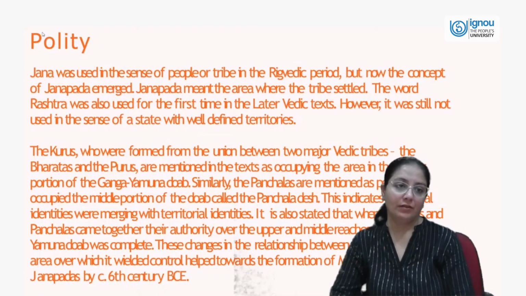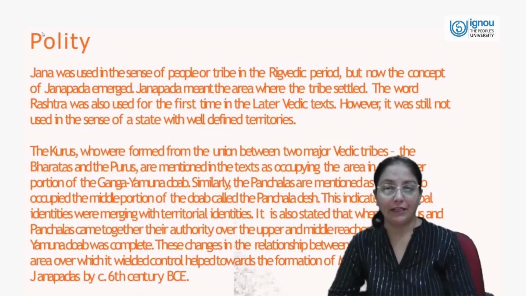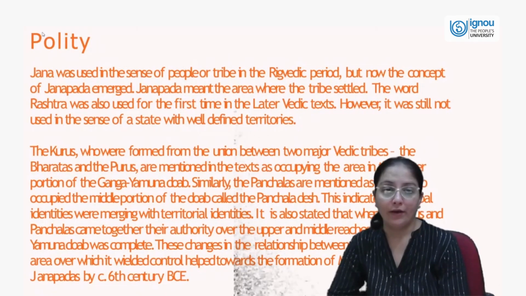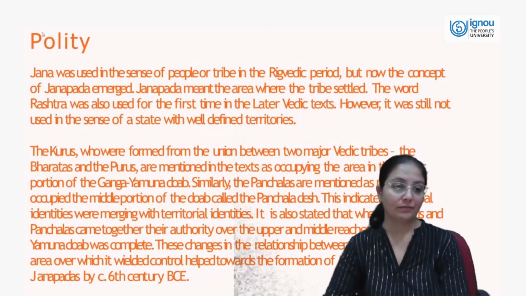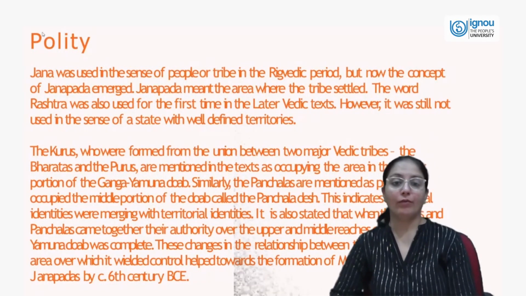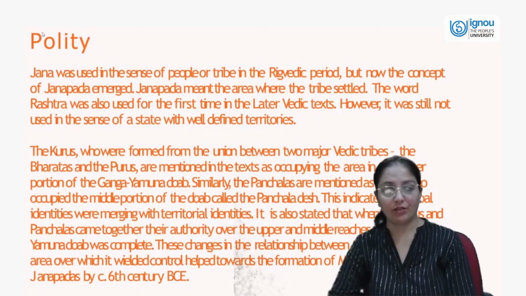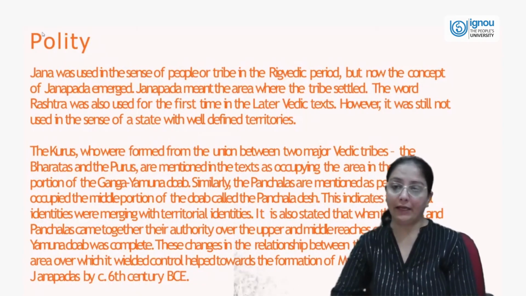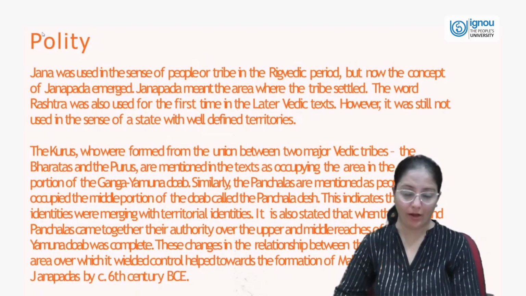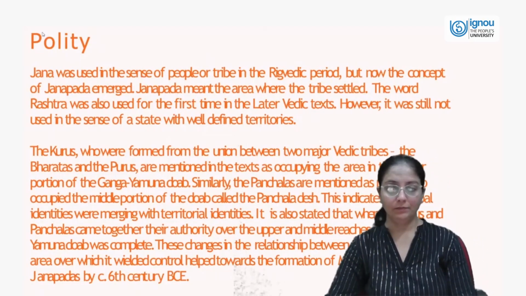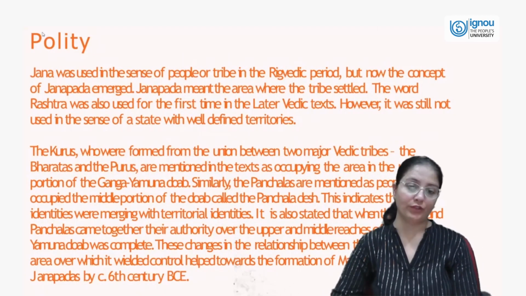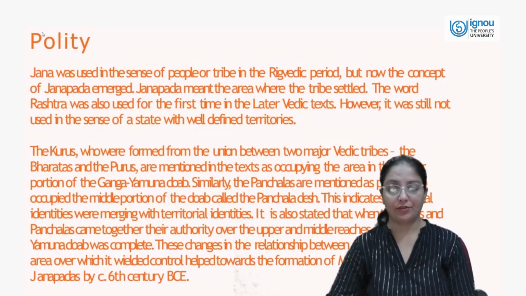The word Rashtra was also used for the first time in the later Vedic period. It was still not used in the sense of a state with well-defined territories. The Kurus were formed from the union of two major Vedic tribes, the Bharatas and the Purus. Bharatas and Purus are mentioned in the text as occupying the upper portion of the Ganga-Yamuna Doab. Similarly, the Panchalas are mentioned as people who occupied the middle portion of the Doab, called Panchala Desh.